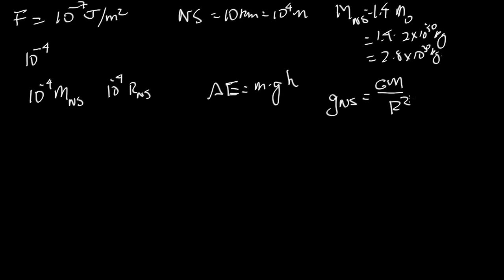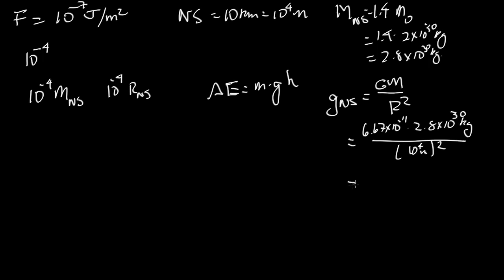And so if we plug our numbers in for a neutron star, we find that G is 6.67 times 10 to the minus 11 in SI units. The mass of the neutron star is 2.8 times 10 to the 30 kilograms. And the radius is 10 to the 4 meters. We have to square it.